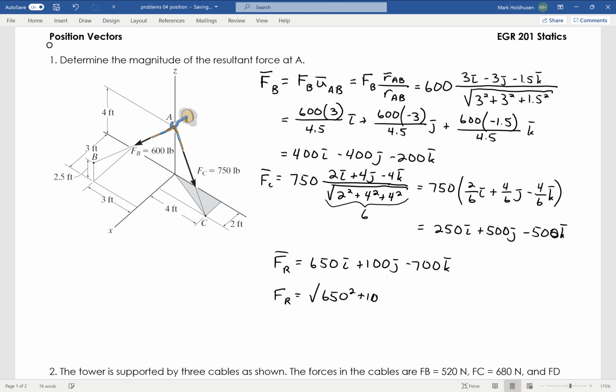So again, same idea: write each force in Cartesian form, this time by taking the magnitude of the force times the position vector over its magnitude for each force to get each force in Cartesian form. And then just like before, add up the x's, y's, and z's to figure out the resultant force.